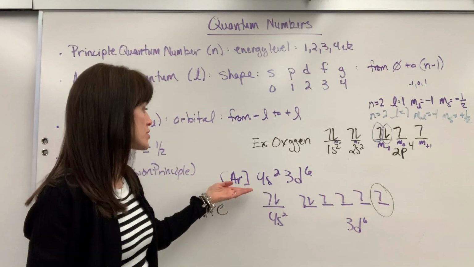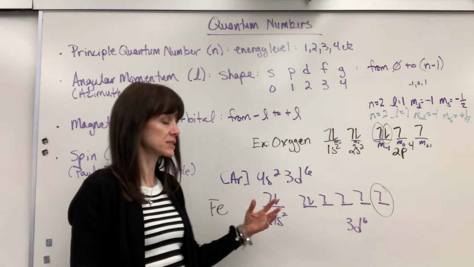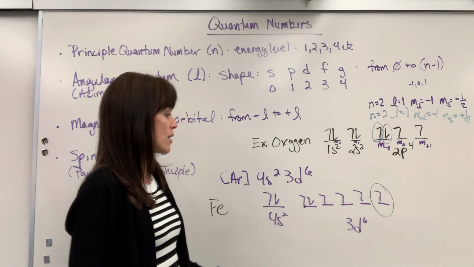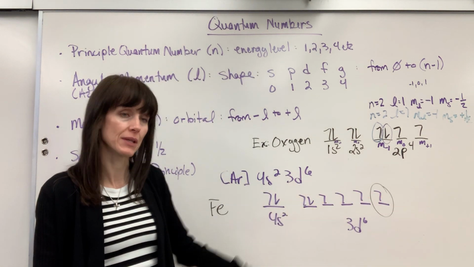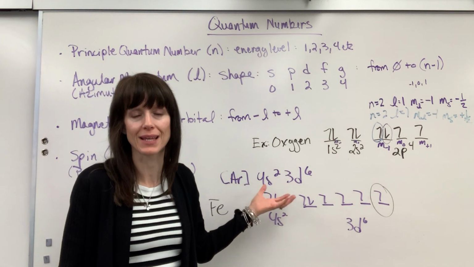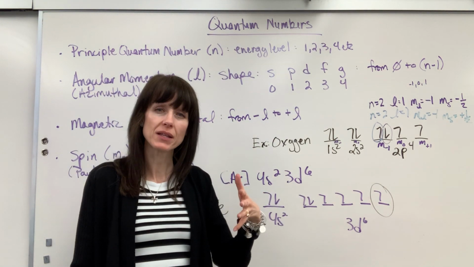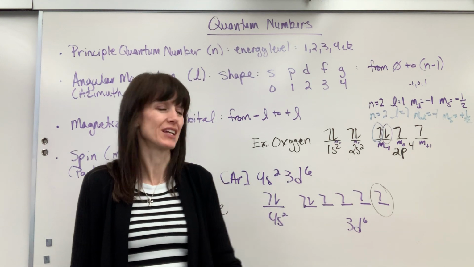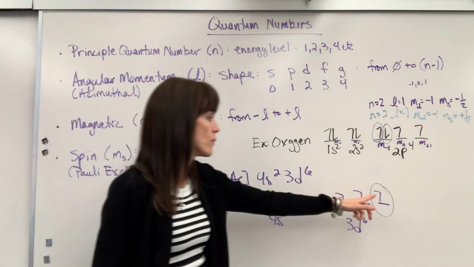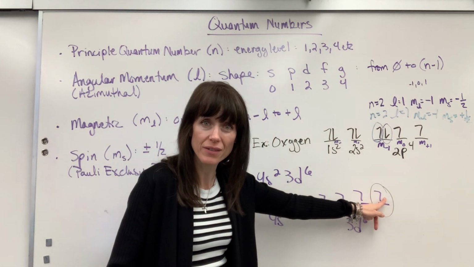So I did core notation, argon, 4s2, 3d6, did the orbital notation, followed Hund's rule where I put one electron in each orbital, and then I went back and doubled up. If you need help on this, again, go to my playlist that says atomic structure, and look for orbital notation. I wanted to give an address for that electron right there.